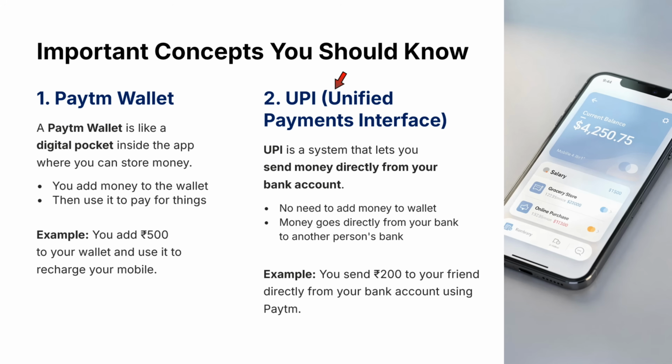Second one, UPI, which is nothing but Unified Payments Interface. UPI is a system that lets you send money directly from your bank account. No need to add money to the wallet. Money goes directly from your bank to another person's bank. For example, you send 200 rupees to your friend directly from your bank account using Paytm.